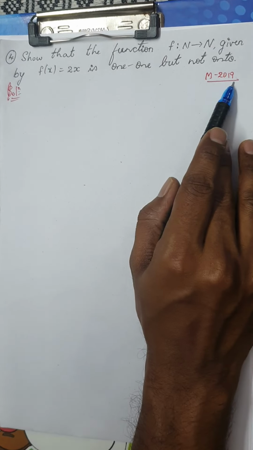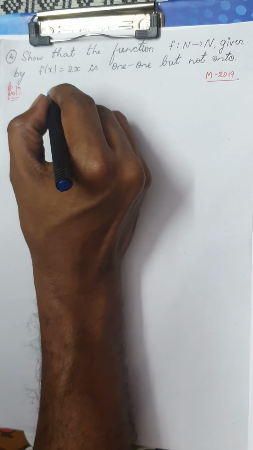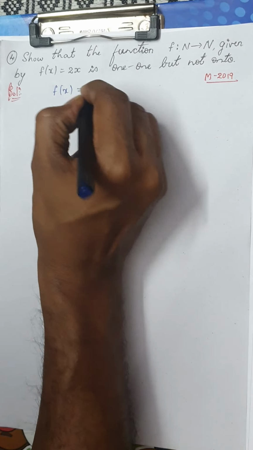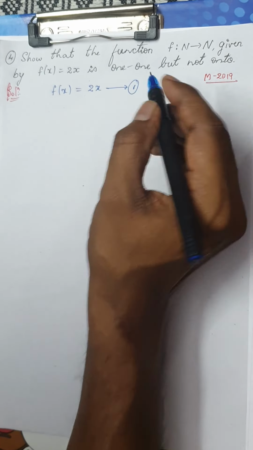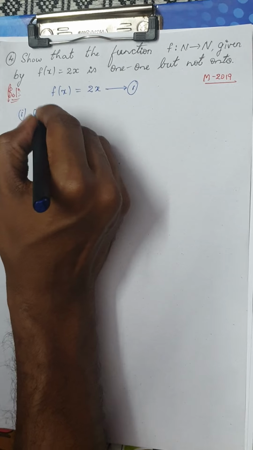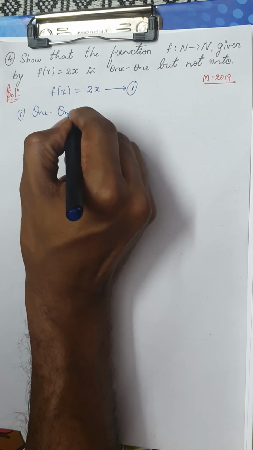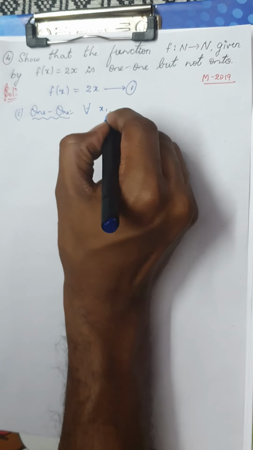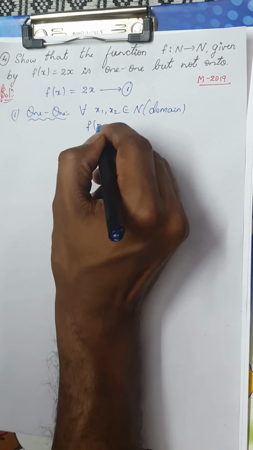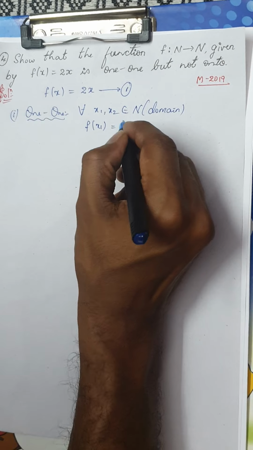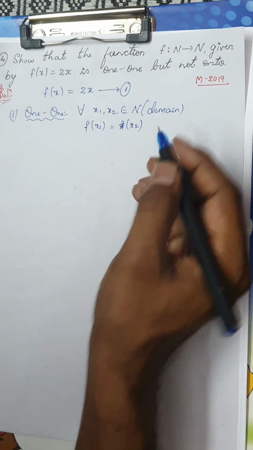This question was asked in March 2019. He has defined f(x) = 2x. I have to prove this is one-one. So how do you prove it is one-one? I hope you remember the condition: for all two elements x1, x2 belonging to N, to prove one-one you take them from the domain. Assume f(x1) = f(x2).